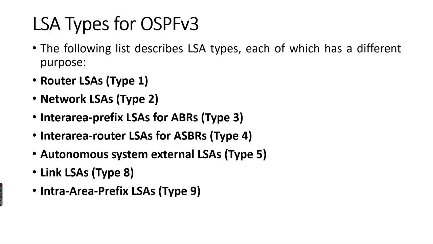Next, moving on to the LSA types. LSA means link state advertisements. That is very much utilized for generating the routing table. It will first be stored in the database and then it is utilized by Dijkstra's algorithm for creating the routing table. So it contains some various types.